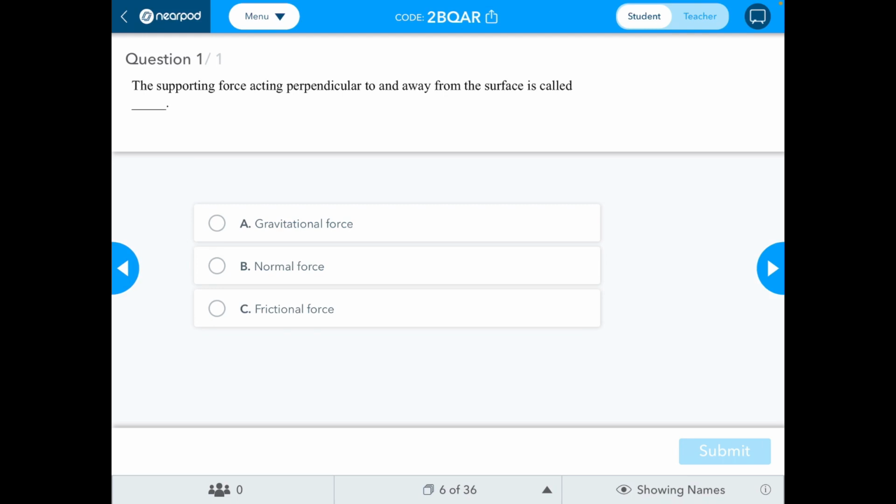So the supporting force acting perpendicular to and away from the surface is called the normal force.